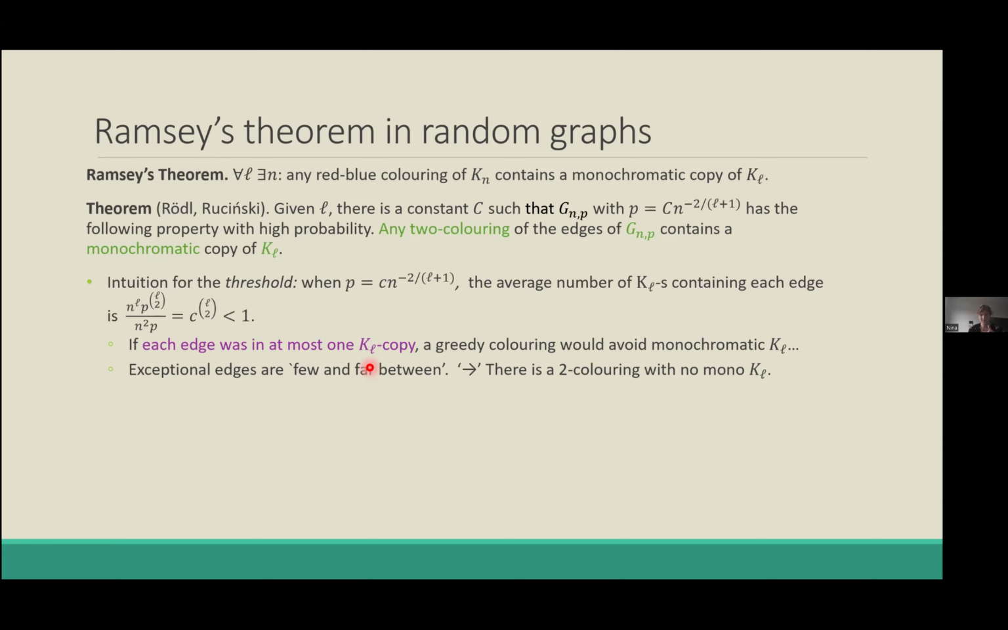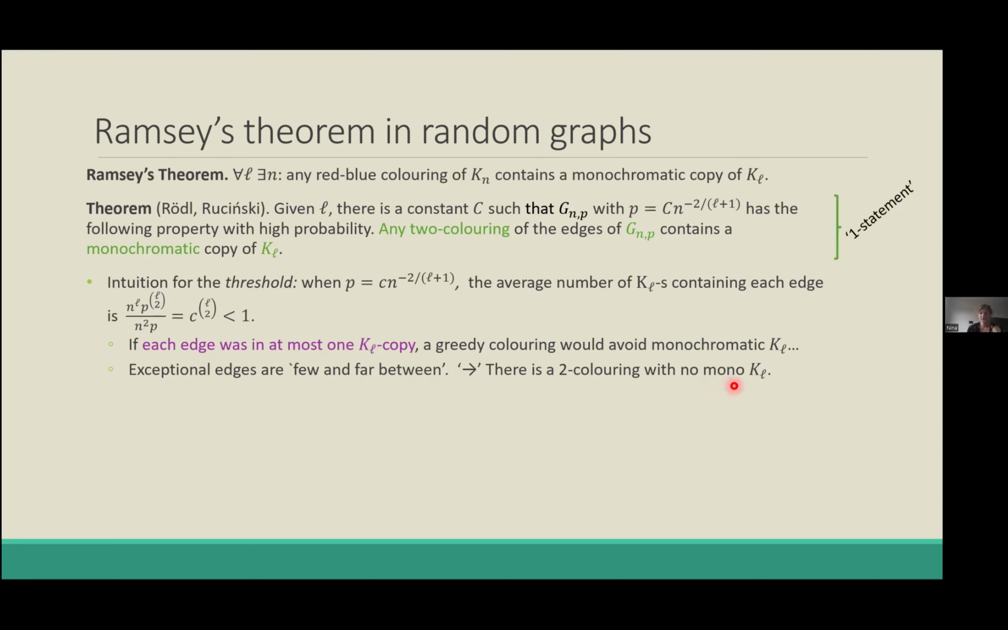However, this if is far from the truth, and actually that makes the problem considerably more difficult. These exceptional edges that are contained in many K_L copies, there are very few of them, and they're far enough in the graph. So you can actually make this argument rigorous, but it is difficult. So if these exceptional edges are far enough, then you can have a coloring in a way that they don't conflict. And then that gives you a 2-coloring with no monochromatic K_L copies.